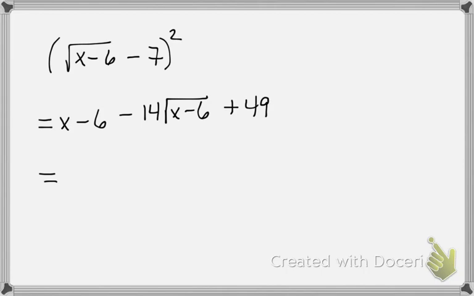What are the only like terms we have there to combine? The negative 6 and the 49. That's 43. So I've got an x plus 43 minus 14 square root of x minus 6, and that's it. That's all we can do with that.